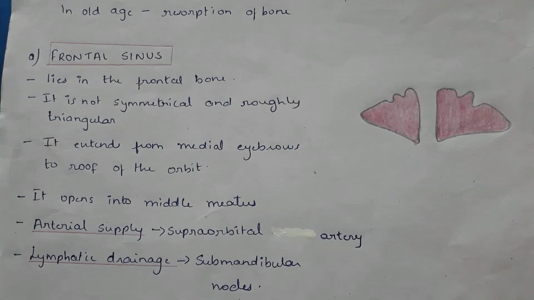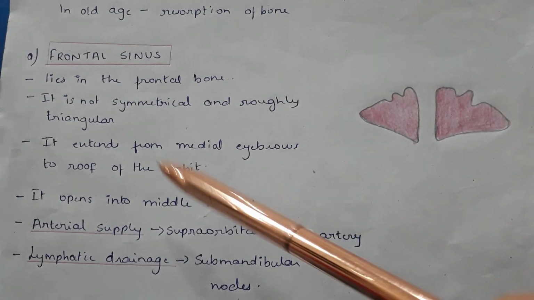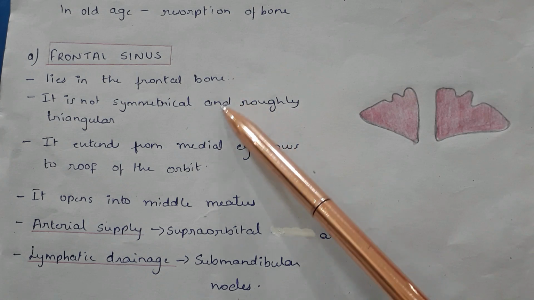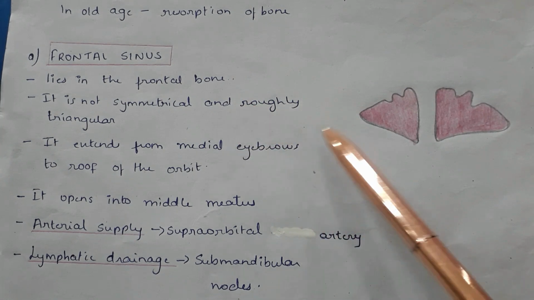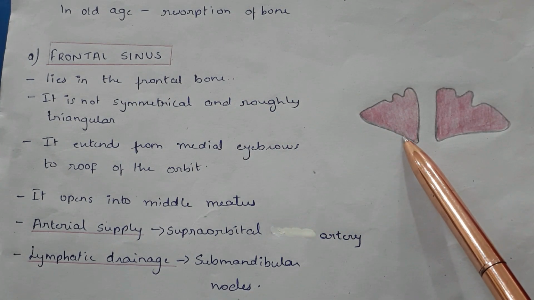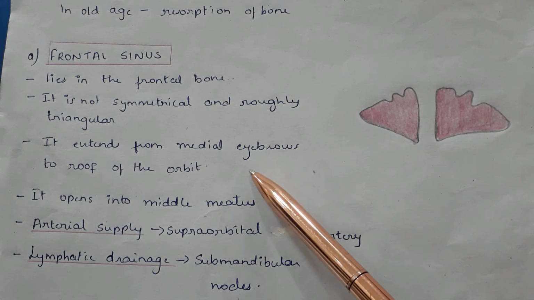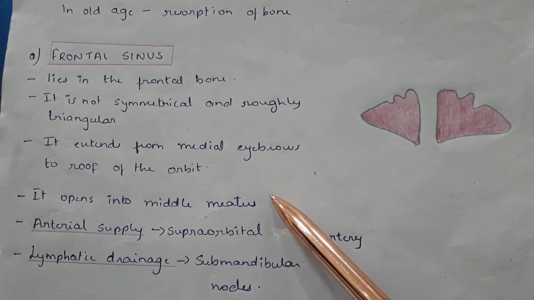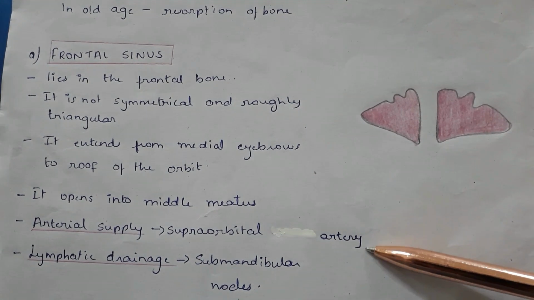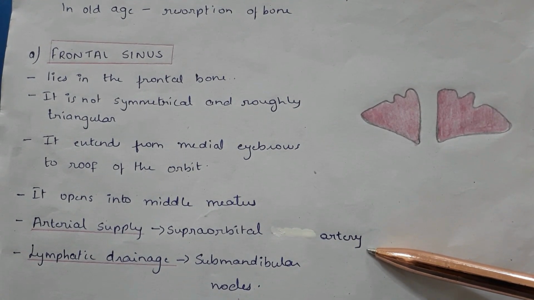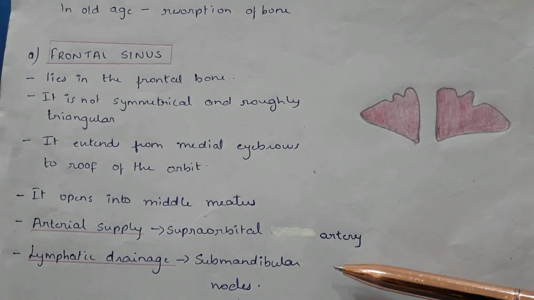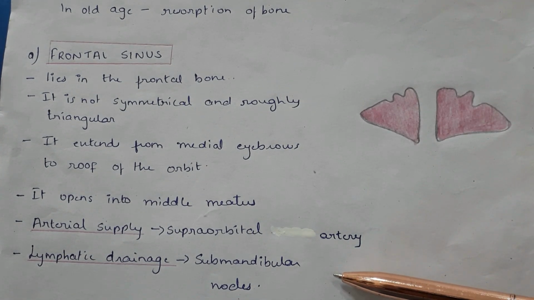The first one is the frontal sinus. It lies in the frontal bone. It is not symmetrical and roughly triangular in shape. It extends from the medial eyebrows to the roof of the orbit. It opens into the middle meatus. Arterial supply is by the supraorbital artery. Lymphatic drainage is in the submandibular lymph nodes.